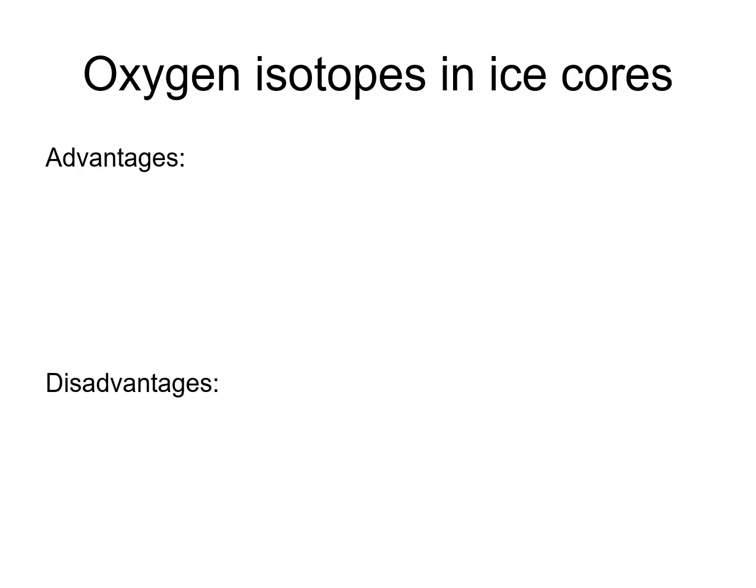So now you know something about how oxygen isotopes are preserved in ice cores. So when might it be an advantage to go and analyse an ice core and take the isotope measurements? What will it tell us? What are the advantages? And what might be the disadvantages of trying to get isotopes from ice cores? Have a think.